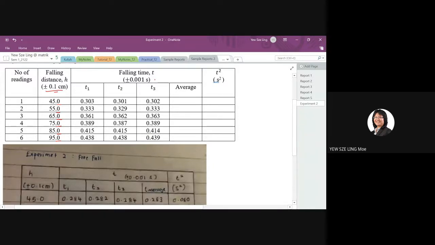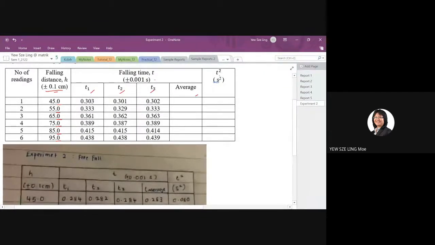Okay, see how many decimal places your phone can record. If you can record up to 4 decimal places, then you write plus minus 0.0001. All right, because some phones, I think, can record up to 6 decimal places. Then you have to write down all 6 of them. And then T1, T2, T3, and then you calculate the average value.